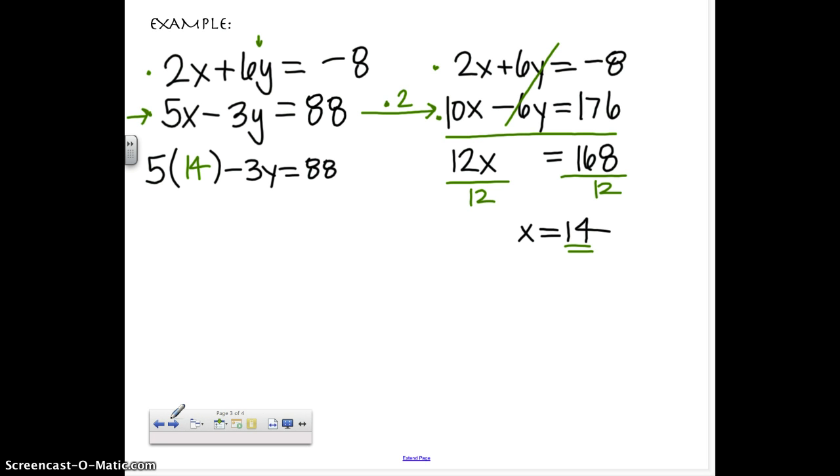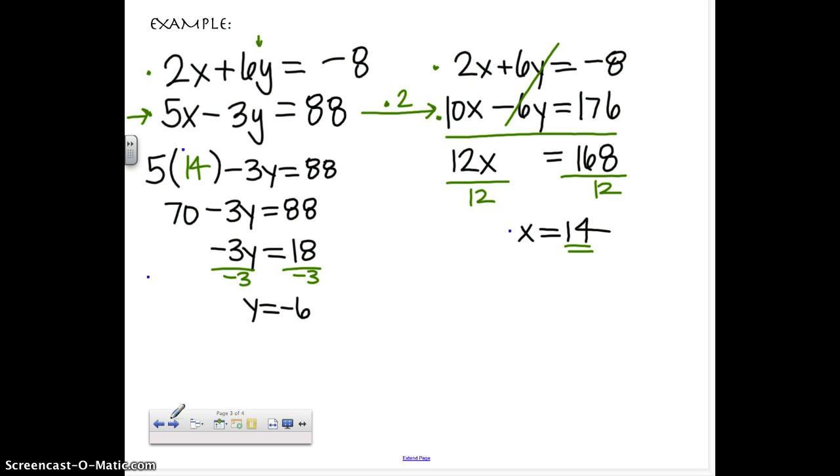So we've done the solve. We've done substitute. Now we're going to solve. So 5 times 14 is 70 minus 3y equals 88. Subtract 70 from both sides, minus 3y equals 18. Divide both sides by negative 3. And y equals negative 6.